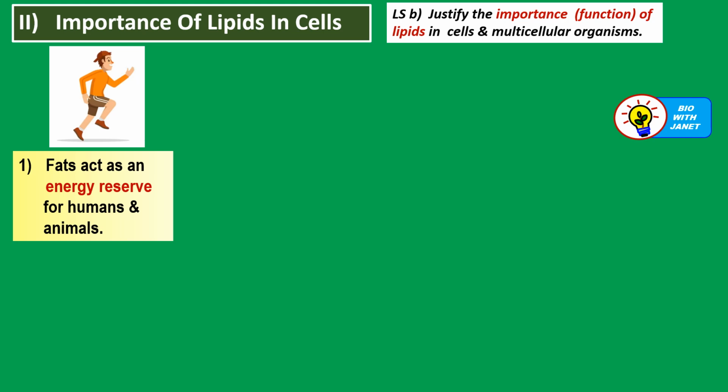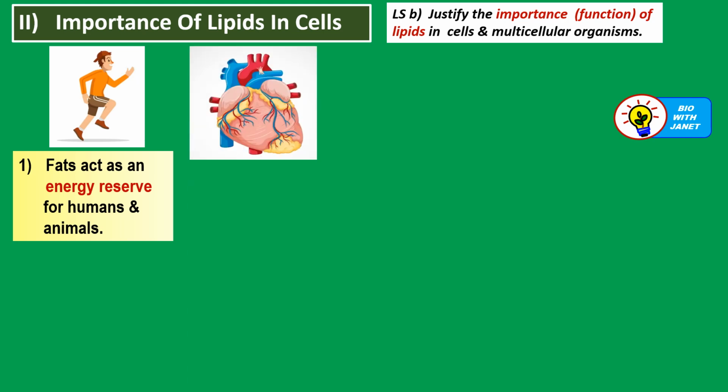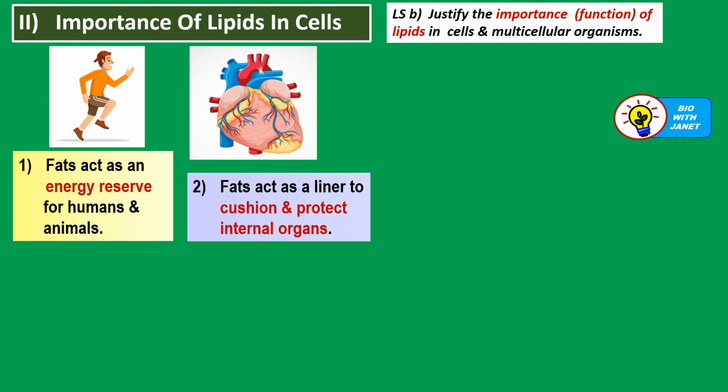Now, in case a person doesn't eat enough carbohydrates and doesn't have enough glucose for oxidation to produce energy, then fats will be the next source of energy. All right, so fats can be oxidized too to produce energy for activities, cellular activities and other activities of the organisms. Secondly, fats act as a liner to cushion and protect internal organs.